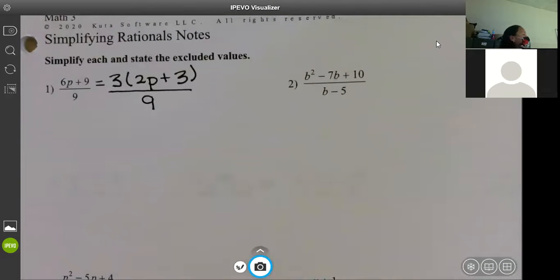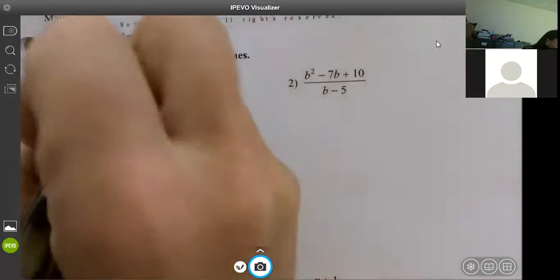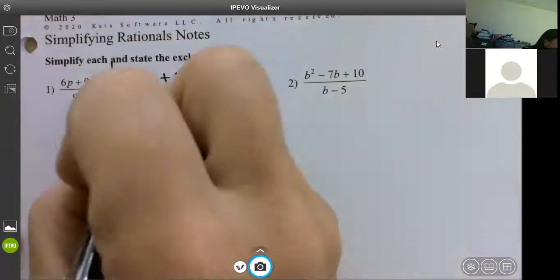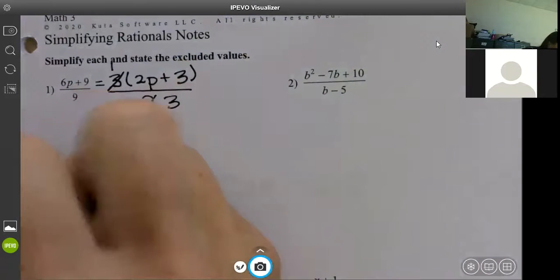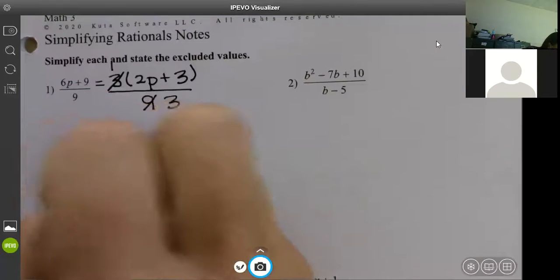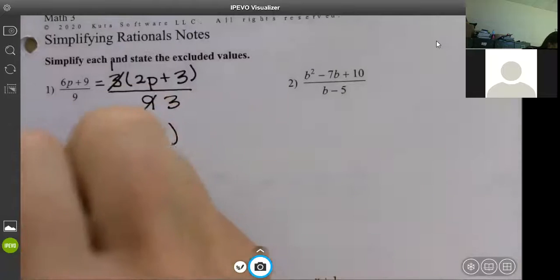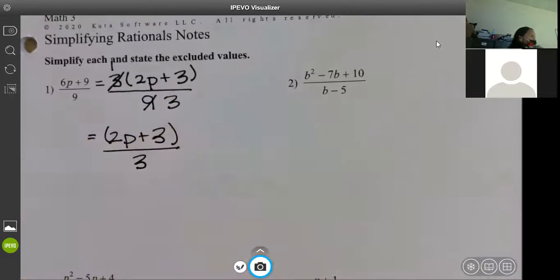So if we look at this, there's nothing really the same on the top and the bottom, but the 3/9 will reduce. The 3 will reduce to 1. The 9 will reduce to 3. And your final answer is (2p plus 3) over 3. I'm going to keep it in parentheses for right now. I'll eventually stop doing that. And the reason that I put it in parentheses is because that cannot be touched.